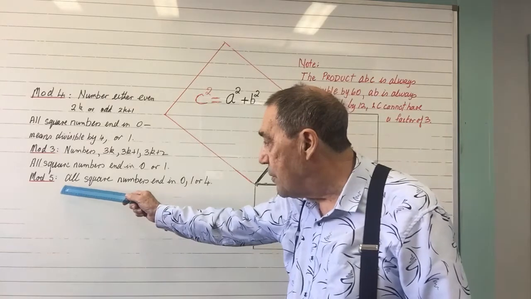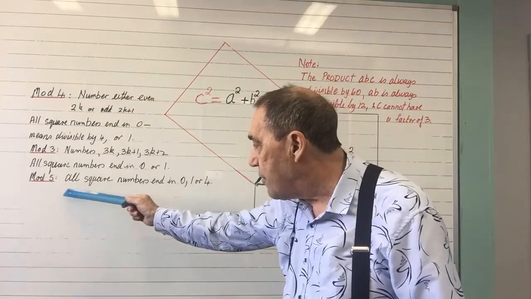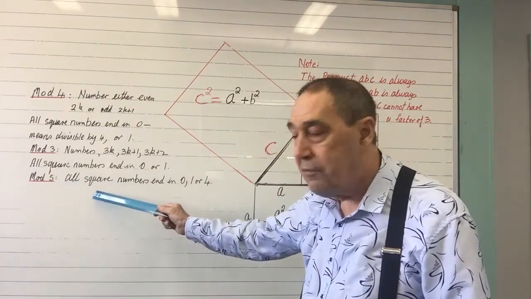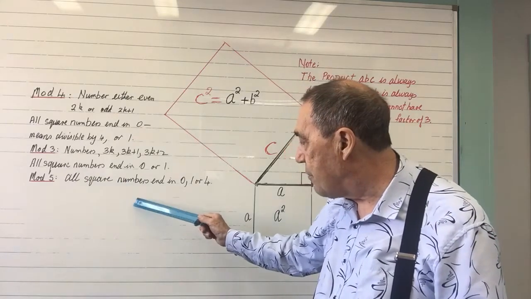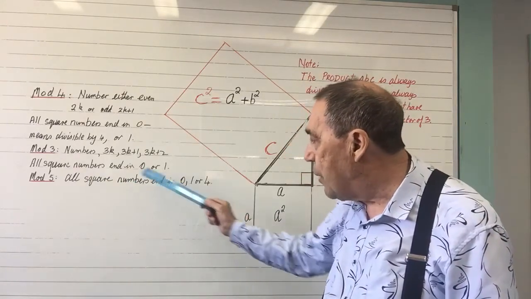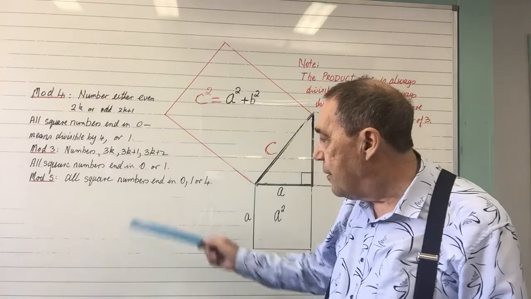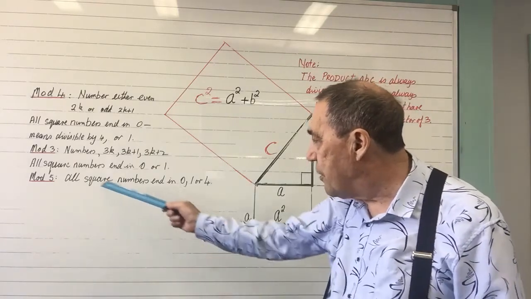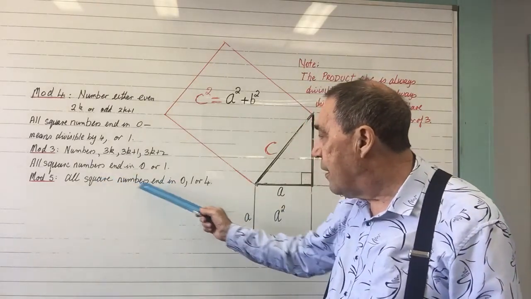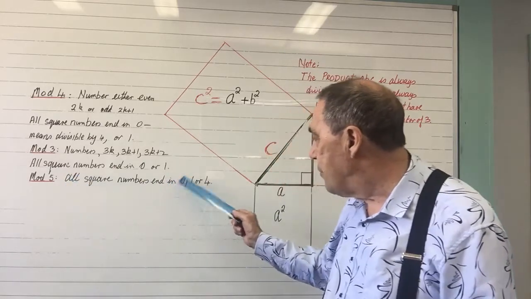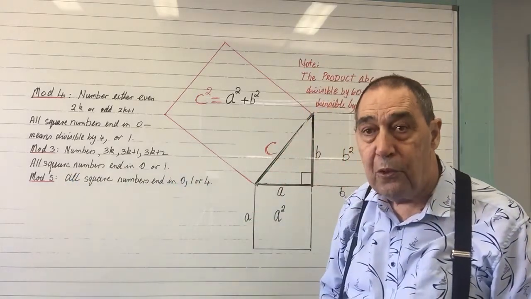The mod 5 numbers are 5k, 5k plus 1, 5k plus 2, 5k plus 3, 5k plus 4. And if we square all those and take out the factor of 5, we see that all square numbers in mod 5 have a remainder of 0, 1 or 4.